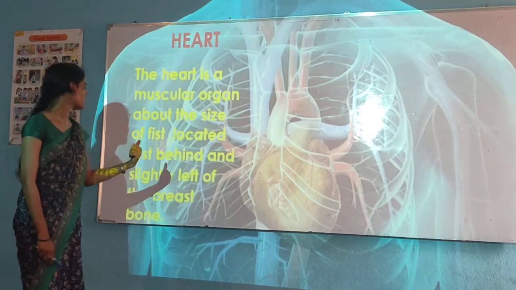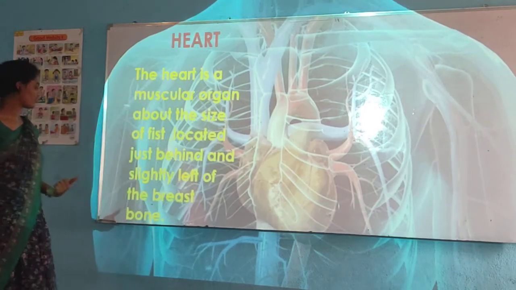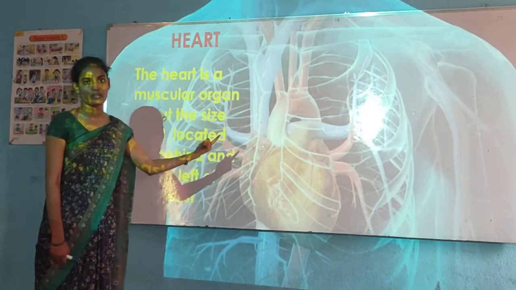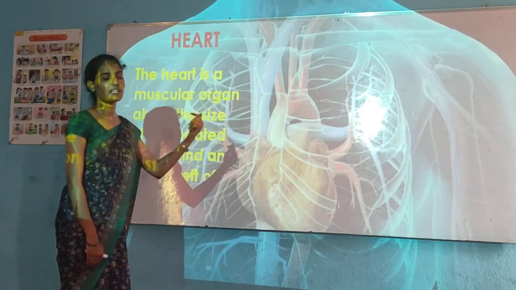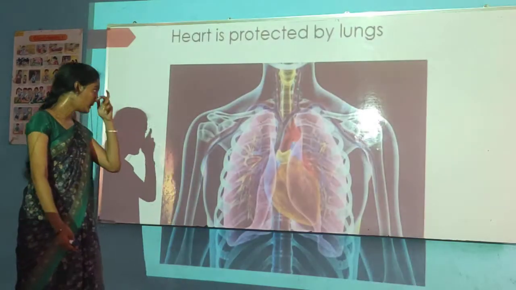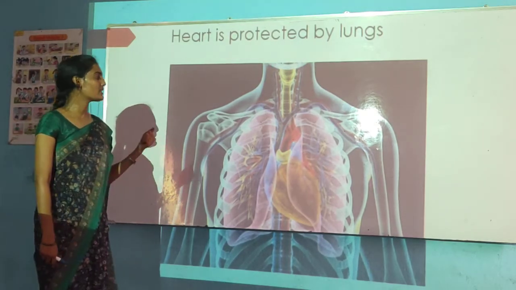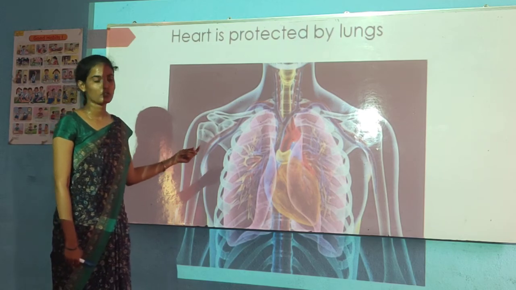It is located just behind, and slightly left of, the breastbone. In the center of our body there is a breastbone, and behind the breastbone, slightly to the left side, the heart is present. The heart is protected by the lungs. It's a muscular organ and it beats continuously.